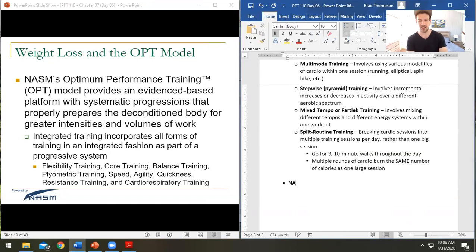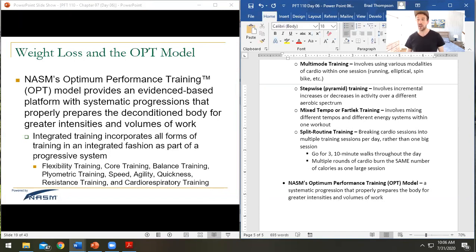The NASM OPT model, right? Actually, I'll put the whole name up here just because we never use it. Optimum Performance Training, the OPT model, is a systematic progression that properly prepares the body for greater intensities and volumes of work.